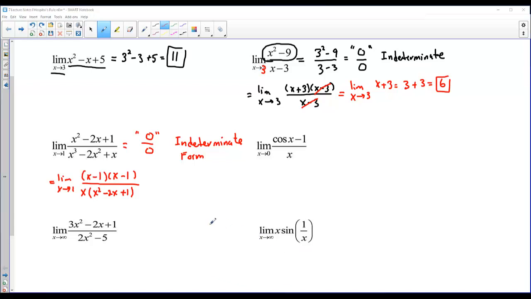So we will just cross off the top and the bottom. So top and bottom. The x stays, and so this leaves us with the limit as x goes to 1 of 1 over x, which of course is equal to 1 divided by 1, which equals 1.